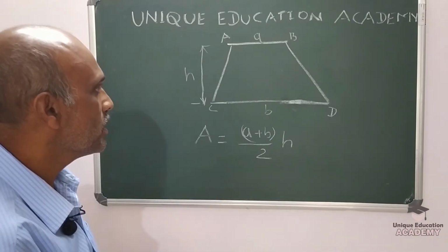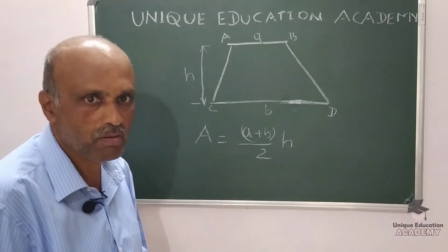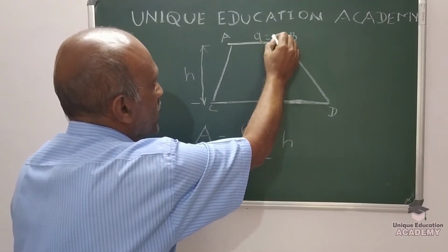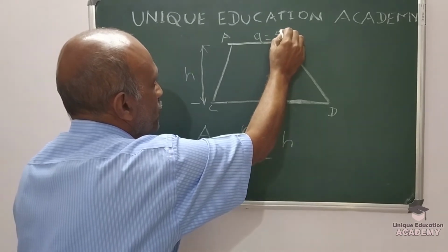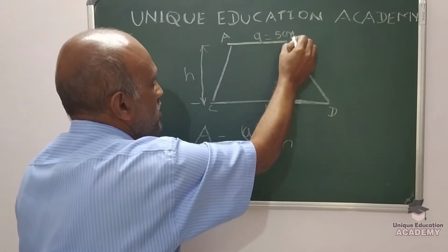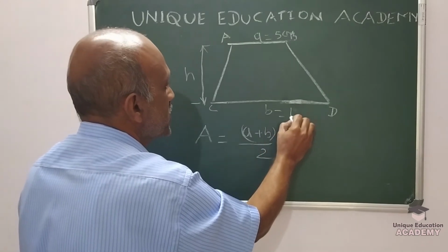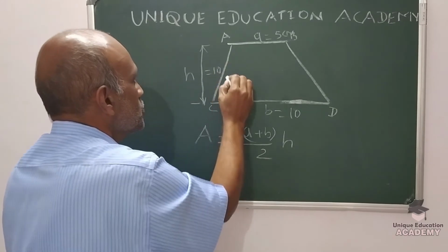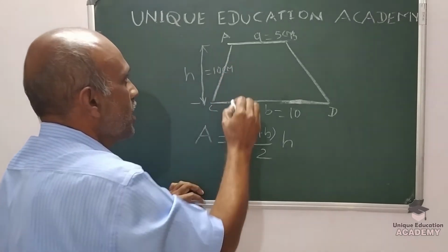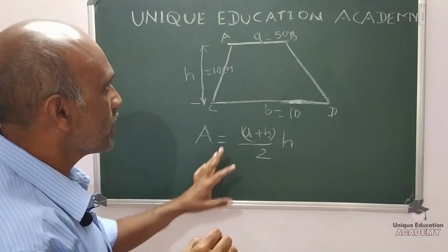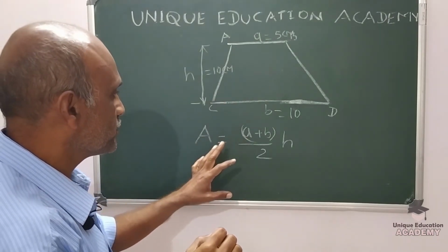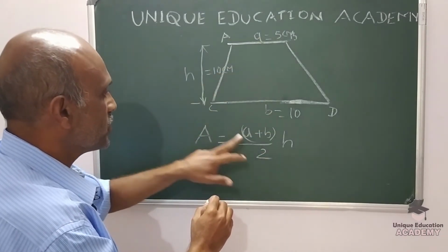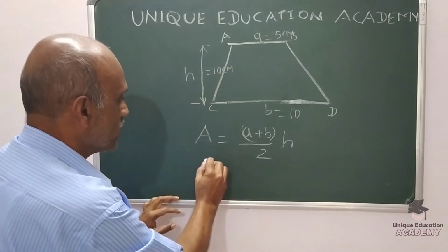So once you know the formula, now we are going to solve a basic problem. When the various sides are given, for example this is 5 centimeter and b is 10 centimeter, then height is 10 centimeter. When these parameters are given to you and you are asked to find the area of the trapezium, in such a case you can substitute the values of a, b and h in the given formula to find the area.